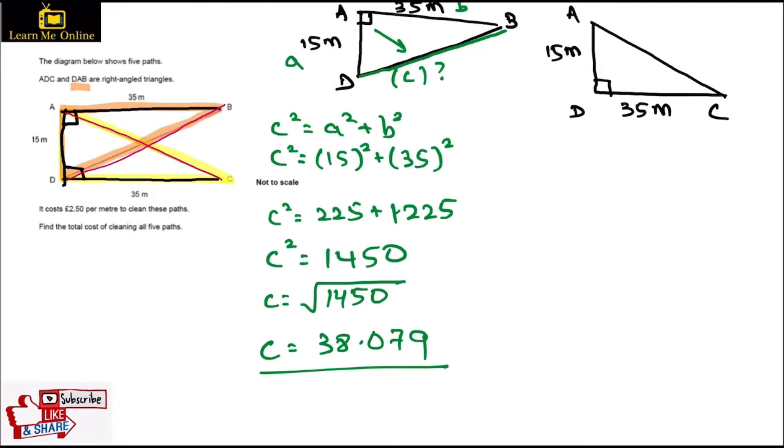Now what we need to find out is the length of the path, which is AC. I'm using a different color and doing all the working out with the same color now.